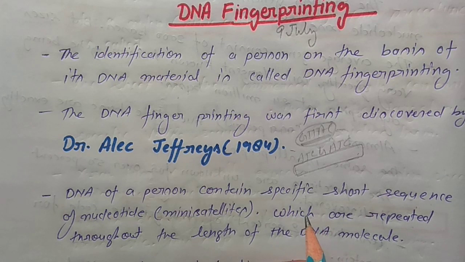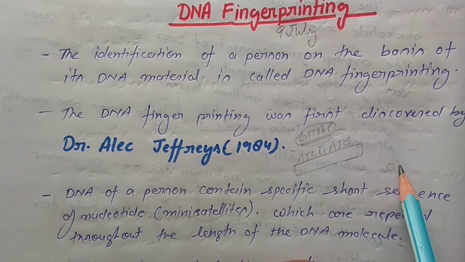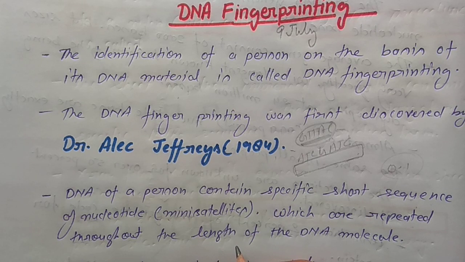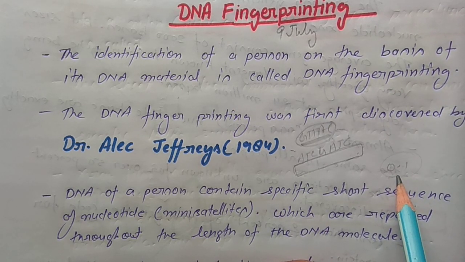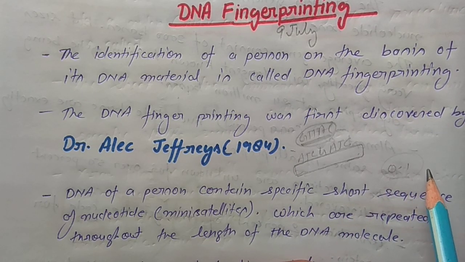Okay, we know that 99.9% of persons' DNA is the same. Only 0.1% of DNA is different from each other. And this 0.1% of DNA makes a person different from other persons.